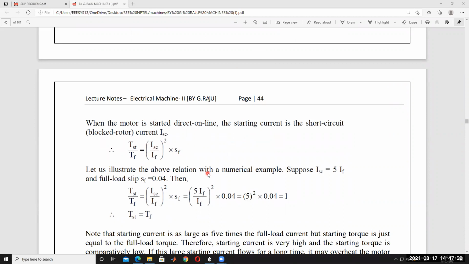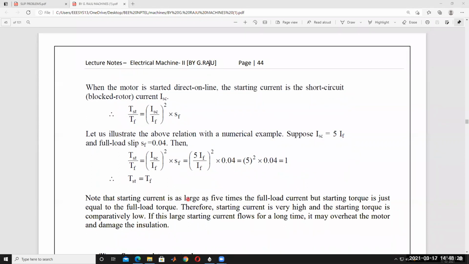Let us illustrate the above relation with a numerical example. ISC is equal to 5 times IF, for example, and slip is equal to 0.04. Substitute here and we will get starting torque equal to full load torque. But starting current is 5 times the full load current. Starting current is high, but starting torque is the same as full load torque.